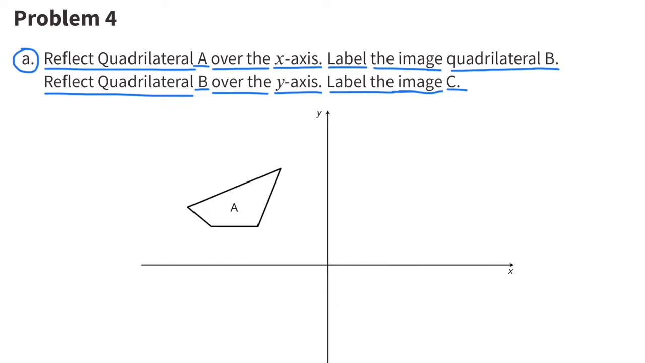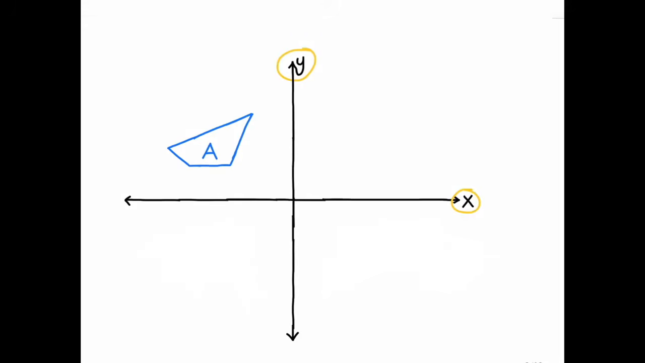Number 4. A. Reflect quadrilateral A over the x-axis. Label the image quadrilateral B. Reflect quadrilateral B over the y-axis. Label the image C. I'm going to start with image A, and I'm going to reflect it over the x-axis and label this new image B. Next, I'm going to reflect image B across the y-axis and label the new image C.